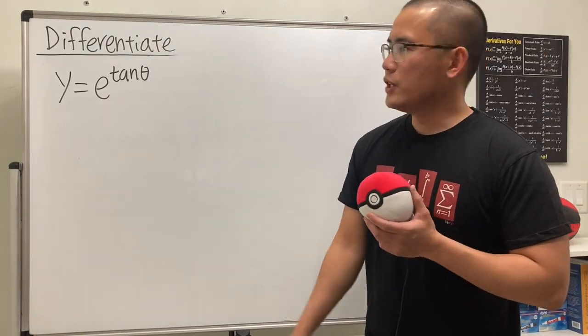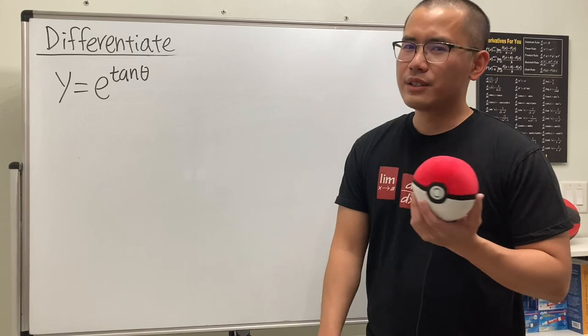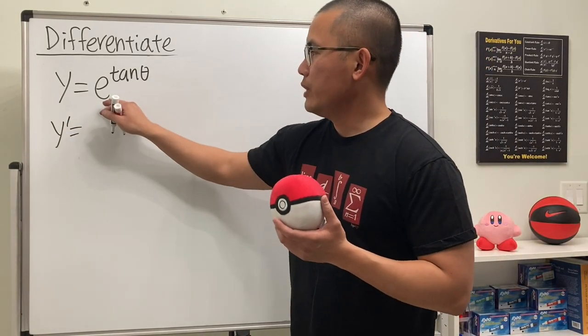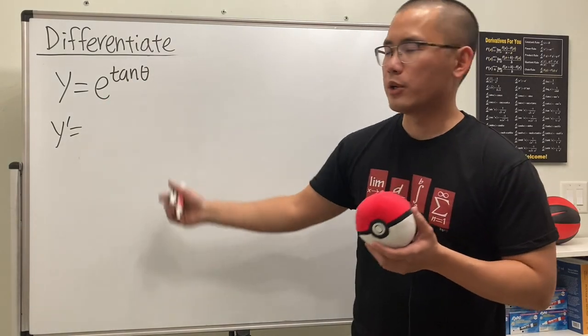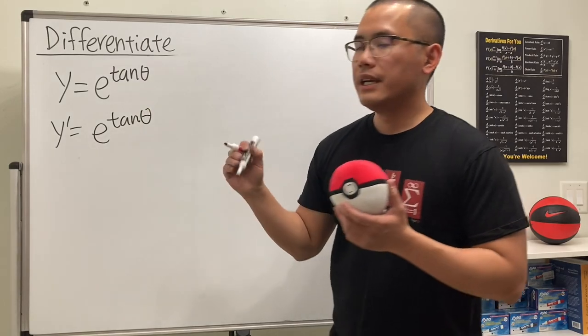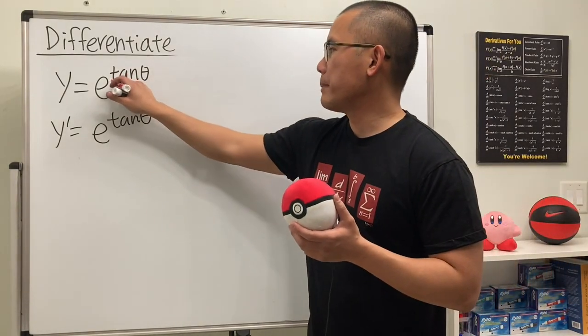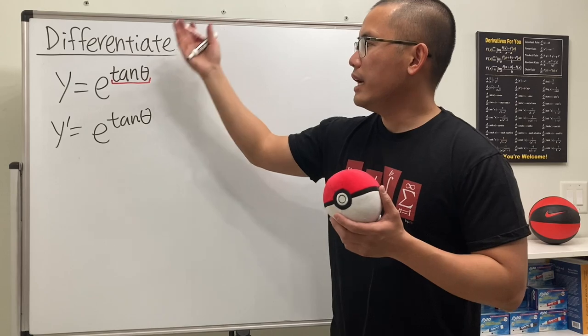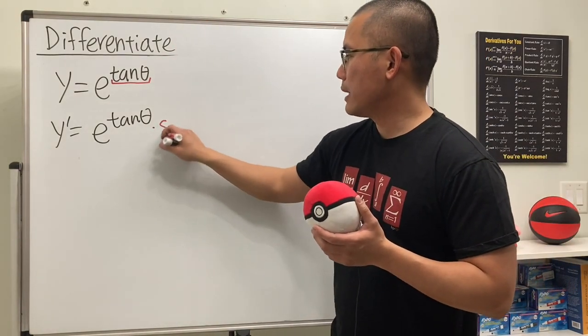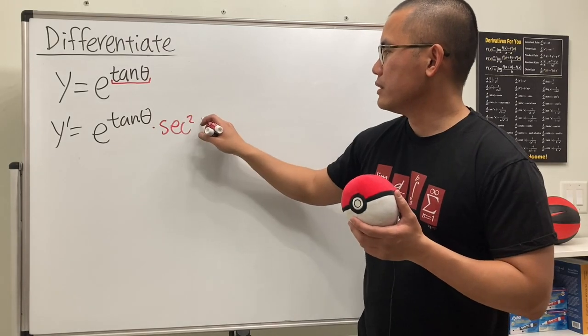Let's see how we can differentiate e to the tangent theta. So this right here by now shouldn't be too bad. Let's just go ahead and write down the answer. When we differentiate e to the something, well, that part repeats first, right? So we just have e to the tangent theta. And then we use the chain rule, multiply by the derivative of the inner function. And the derivative of tangent is secant squared. So we just multiply by secant squared, and the input is theta.